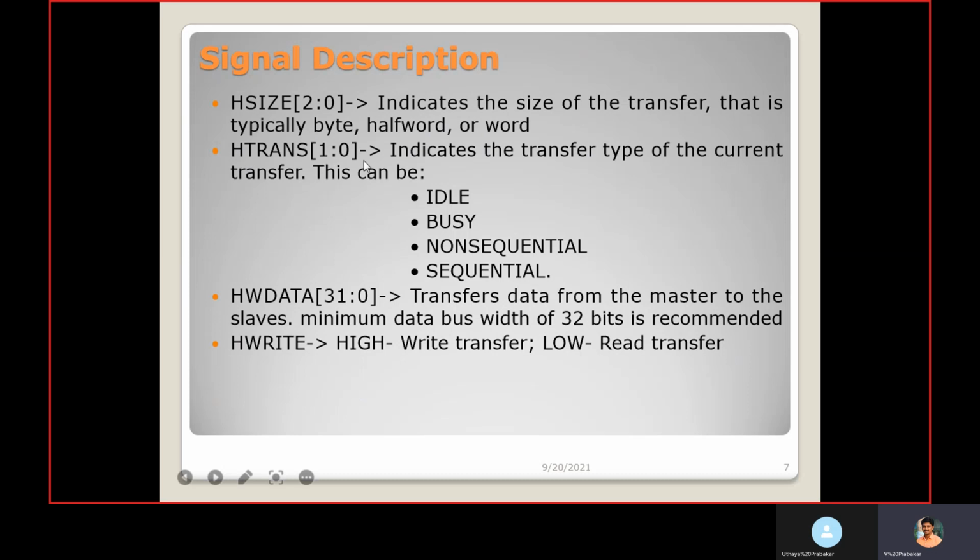Then HTRANS is 2 bits and indicates the transfer type of the current transfer. There are 4 types of transfer: idle, busy, non-sequential, and sequential. These types also we will see with the waveform. HWDATA is nothing but the write data, which transfers data from the master to the slave. A minimum data bus width of 32 bits is recommended. Then HWRITE is a control signal used to indicate whether we are performing a write or a read. When HWRITE is 1, it indicates a write transfer, and when HWRITE is 0, or low, it indicates a read transfer.